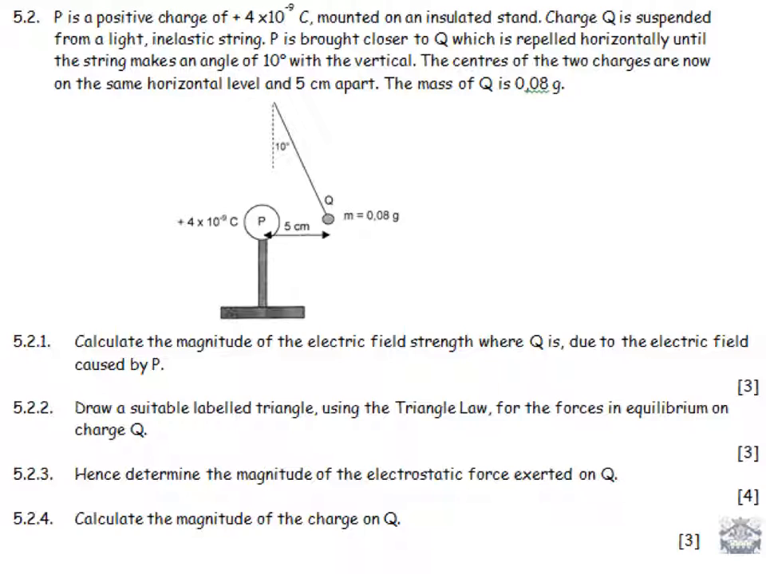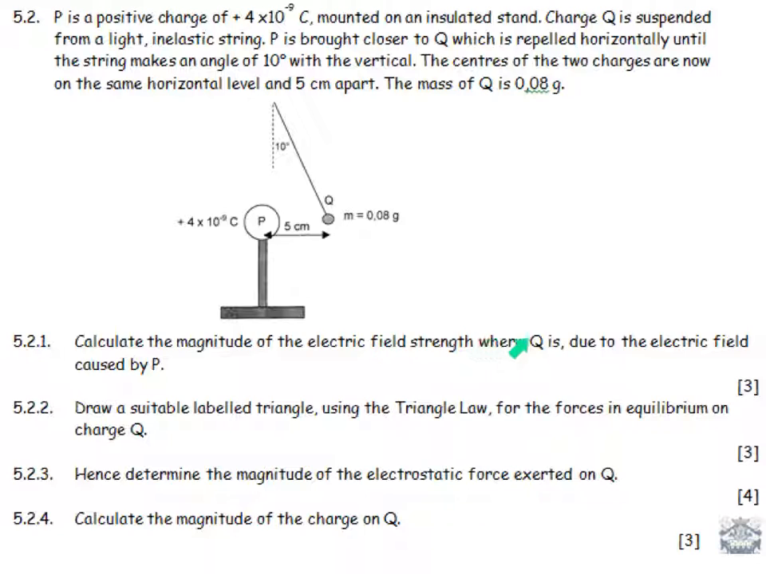We've got this positive charge. We've been given a value for this charged sphere. Another charge is suspended from a light inelastic string, and it's brought close to Q. That gets repelled until the string makes an angle of 10 degrees with the vertical. The centers of the two charges are now on the same horizontal level, and they're 5 centimeters apart, and then they give you a mass of Q.